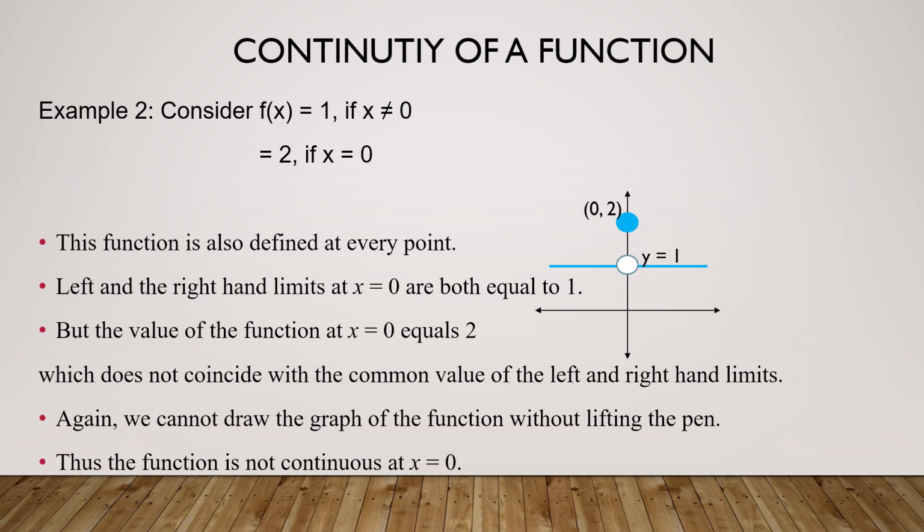But the value of the function at x equal to 0 is equal to 2. At the point x equal to 0, the value of the function is 2. And this value does not coincide with the common value of the left hand and right hand limits. Again, if you draw the graph of this function, you cannot draw it without lifting the pen. So the function is not continuous at x equal to 0.